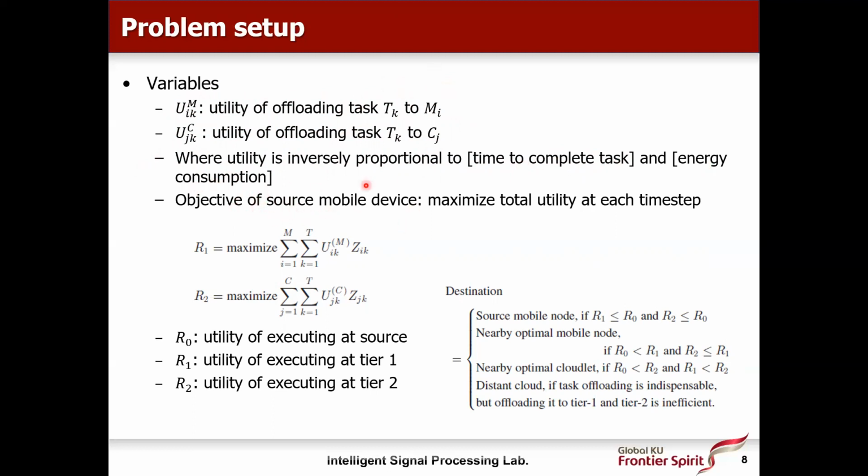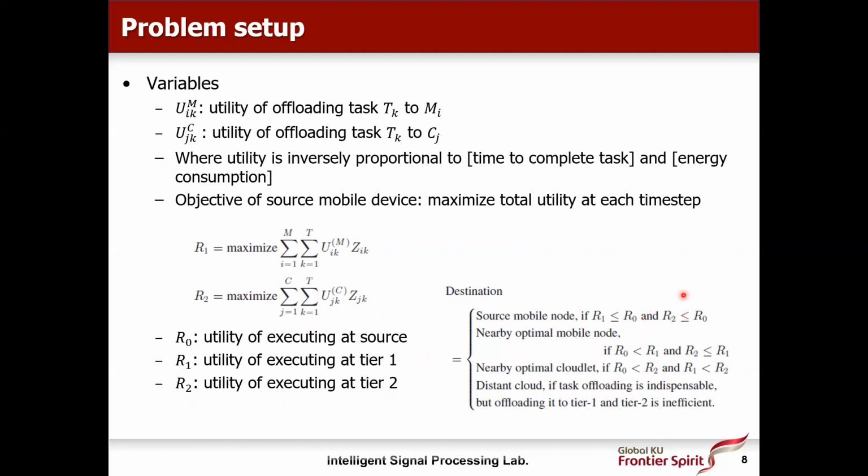The objective of the source mobile device is to maximize total utility at each time step, which is given by these formulas. But to briefly summarize, R0 is basically the utility of executing at the source device. R1 is the total utility of executing in tier 1, which is the mobile devices, and R2 is the total utility of executing in tier 2, which is the cloud devices.